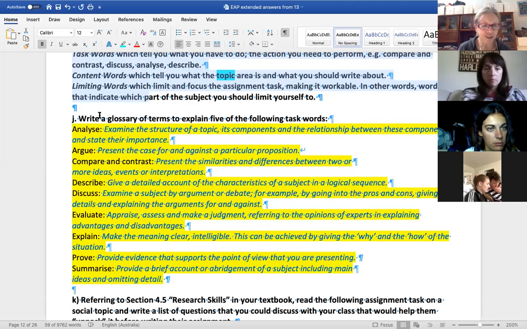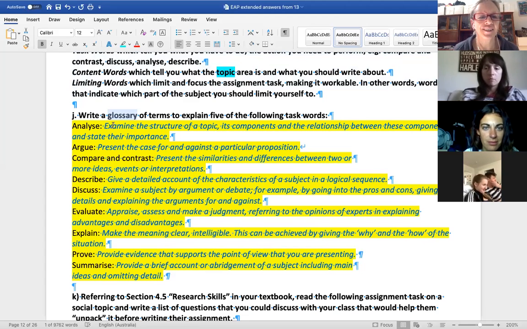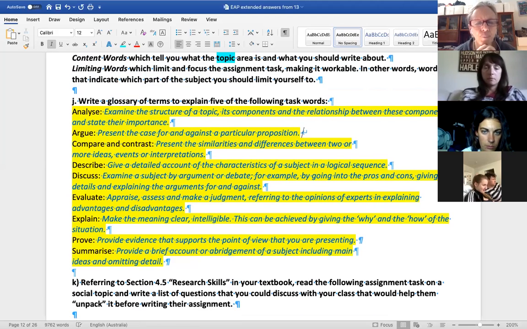So the task says, write a glossary, which means define, have the dictionary meanings for these terms. So we know analyze. If you're analysing something, you're examining the structure of a topic, its components and the relationship between these components and studying their importance. Argue, you usually have to say both sides when you argue. A persuasive essay could be one side, but to argue is just this and this.